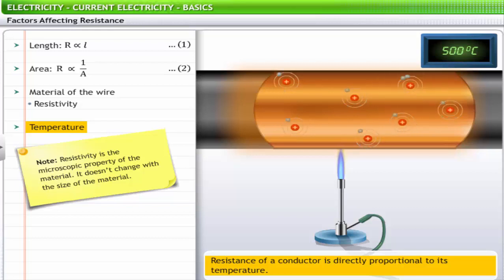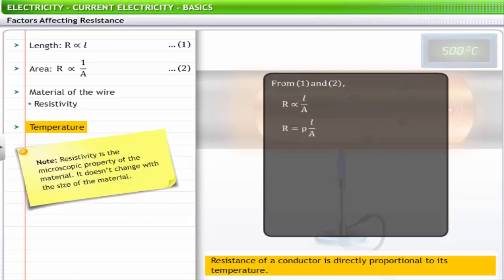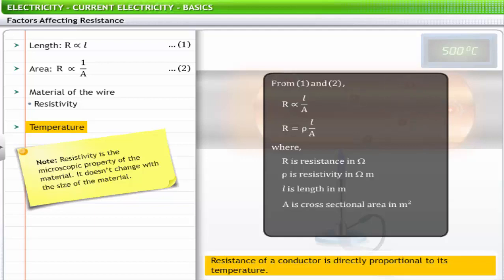The variables affecting resistance can be mathematically written as R is equal to rho L divided by A, where R is the resistance in ohm, rho is the resistivity in ohm meter, L is the length of the conductor in meter, and A is the cross-sectional area of the conductor in meter square.